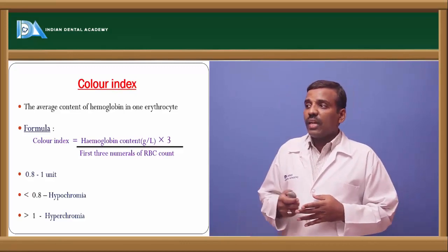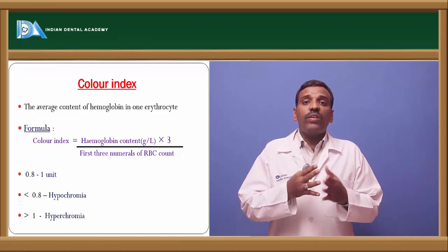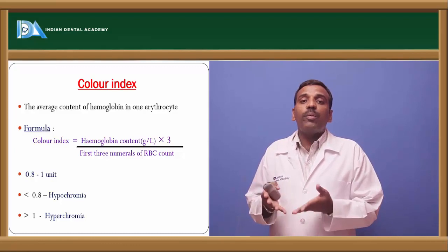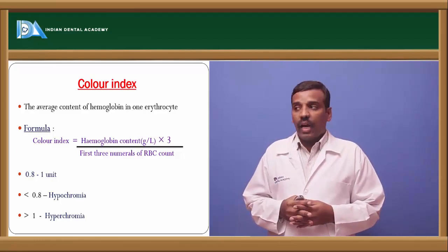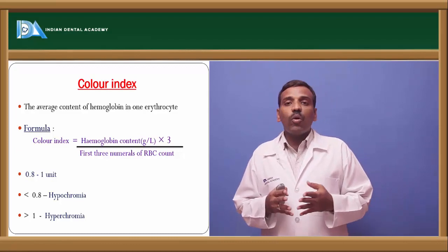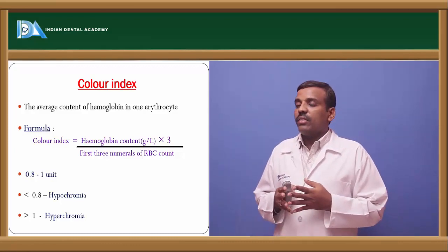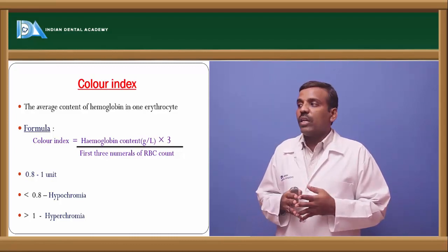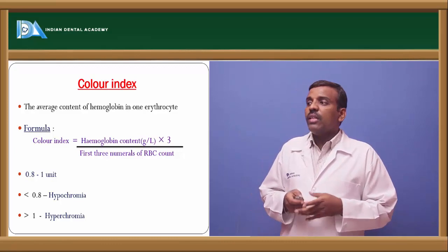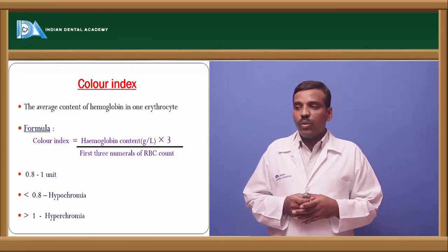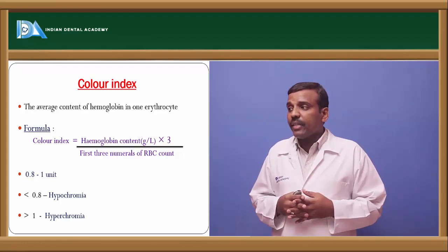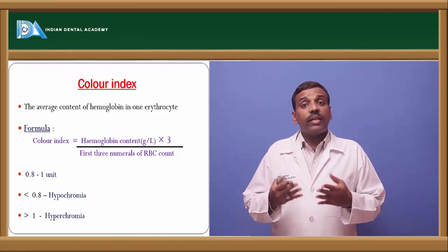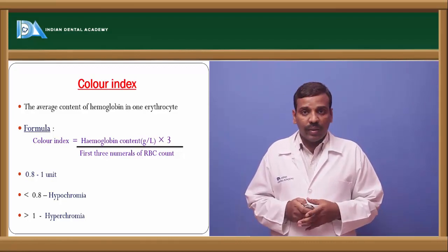And the color index mainly indicates the color of the RBCs, which represents the hemoglobin contained in the RBCs. The formula is hemoglobin in grams per deciliter times 3, divided by the first 3 numerals of the RBC count. The normal range is about 0.8 to 1 unit. If it is less than 0.8, it is called hypochromia, meaning decreased hemoglobin, and if it is greater than 1, it is called hyperchromia.